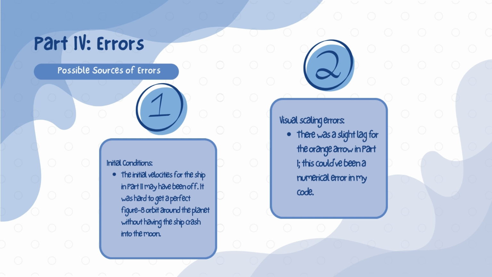Some possible sources of error include the initial velocities for the ship in part 2, which may have been off. It was really hard to get a perfect figure 8 orbit around the planet without having the ship crash into the moon. There was also a slight lag for the orange arrow in part 1. This could have been a numerical error in my code.